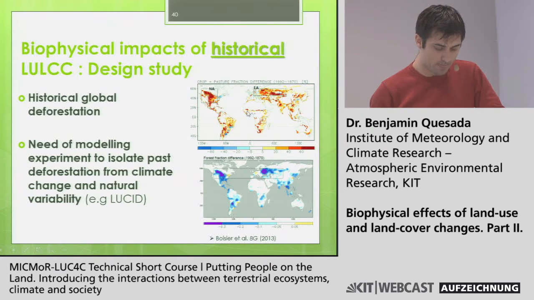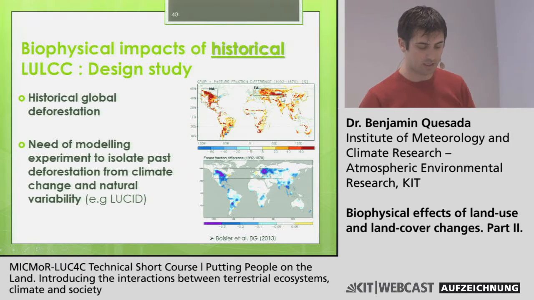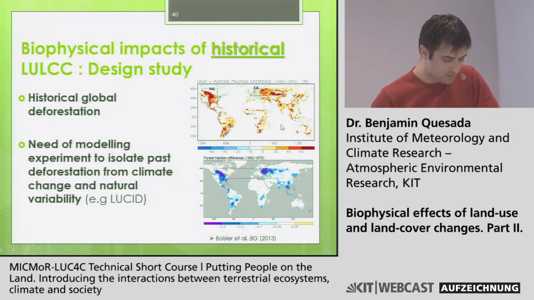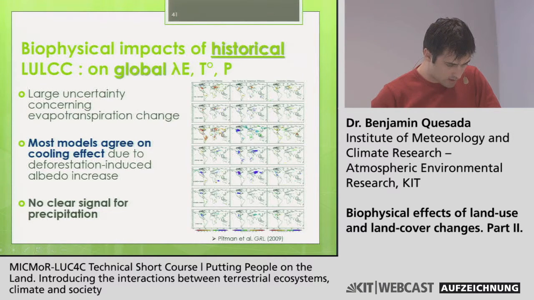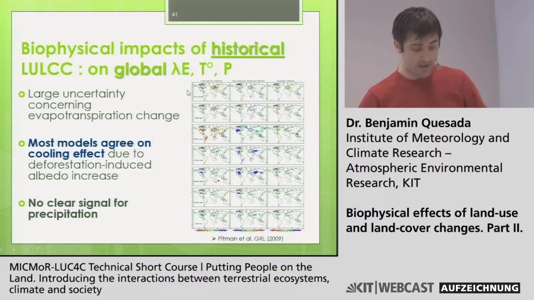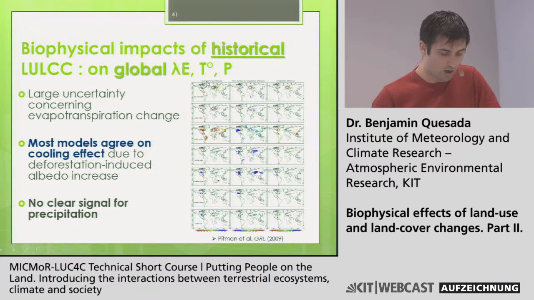You may have seen the crop and pasture fraction difference simulated here between 1992 and 1870. We have a large increase in crop and pasture fraction and a large decrease in forest fraction, especially in North America and in Eurasia. So these are the results for 7 models in lines for the impact of historical land use and land cover changes on latent heat flux, on surface temperature, and on the third column, precipitation.